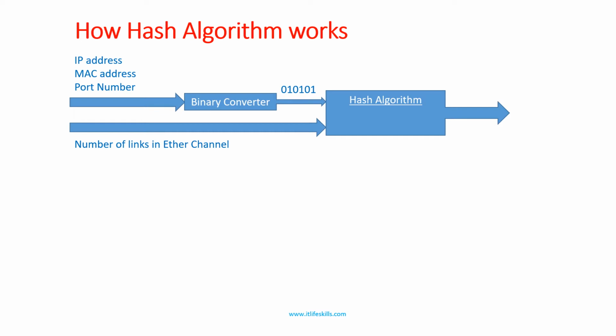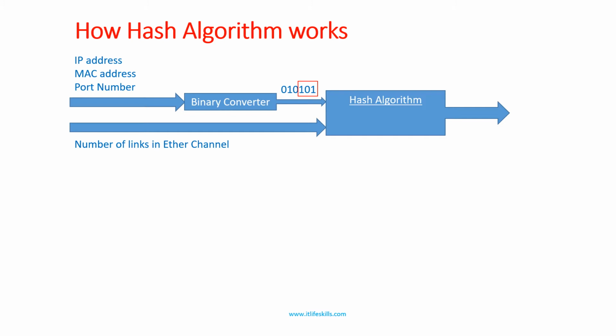So 2 links or less will require 1 bit. 4 links or less will require 2 bits. 8 links or less will require 3 bits. And in this case, I just pick 3 bits. So it means in the EtherChannel, we must have 5 links or up to 8 links.